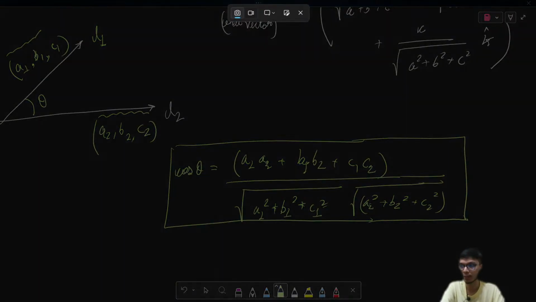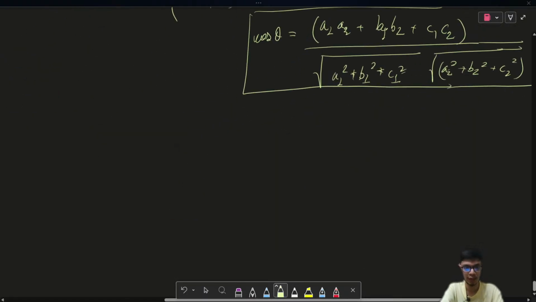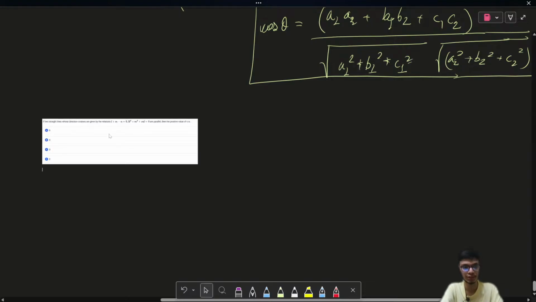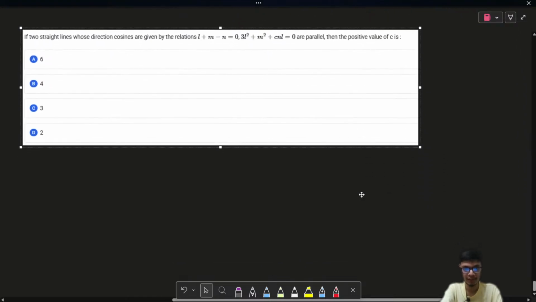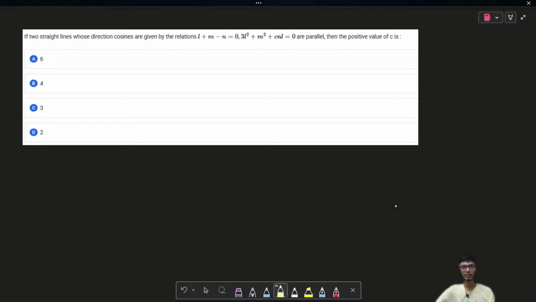All right. If this part is clear, let me give you a problem where I can show you how you can use this concept to solve questions in the examination. This is our question. This is a very interesting problem, and these kinds of problems are the most favorite kinds of problems, especially for your JEE Mains examination. If you look at this problem, the first thing you can understand is that two straight lines are given whose direction cosines are given by the following relation, that is L plus M minus N equals 0.